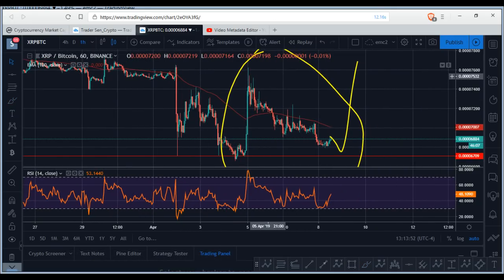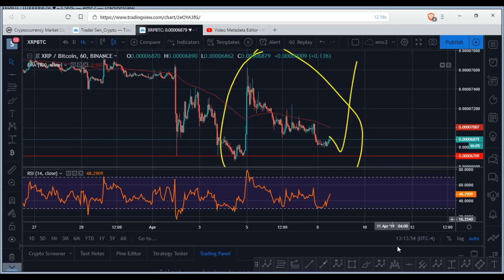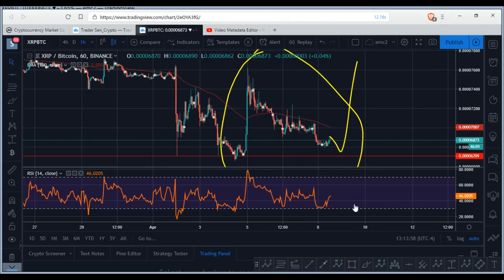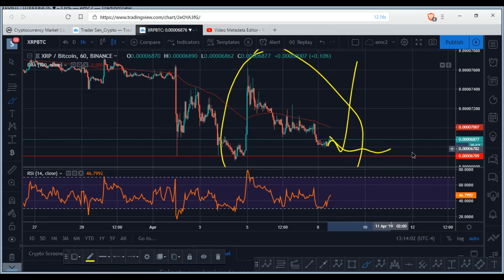You see the pattern right here? That's the same exact pattern you got. But the XRP USD pairing has already made this move on the daily time frame, right? It came back down and then it is moving sideways, and the RSI is just about this area.